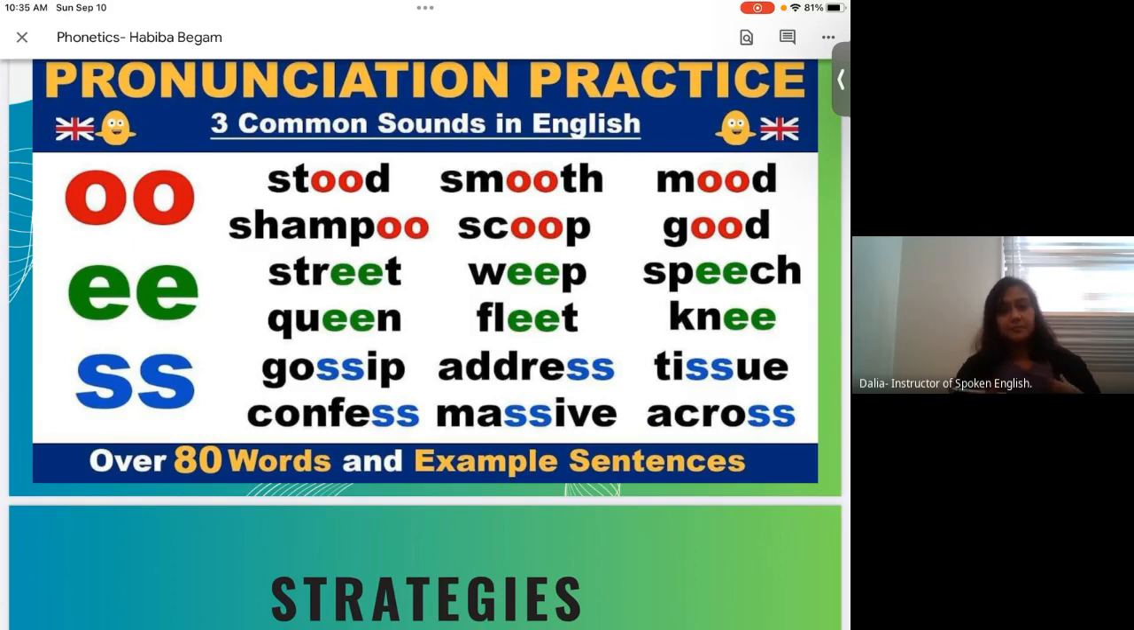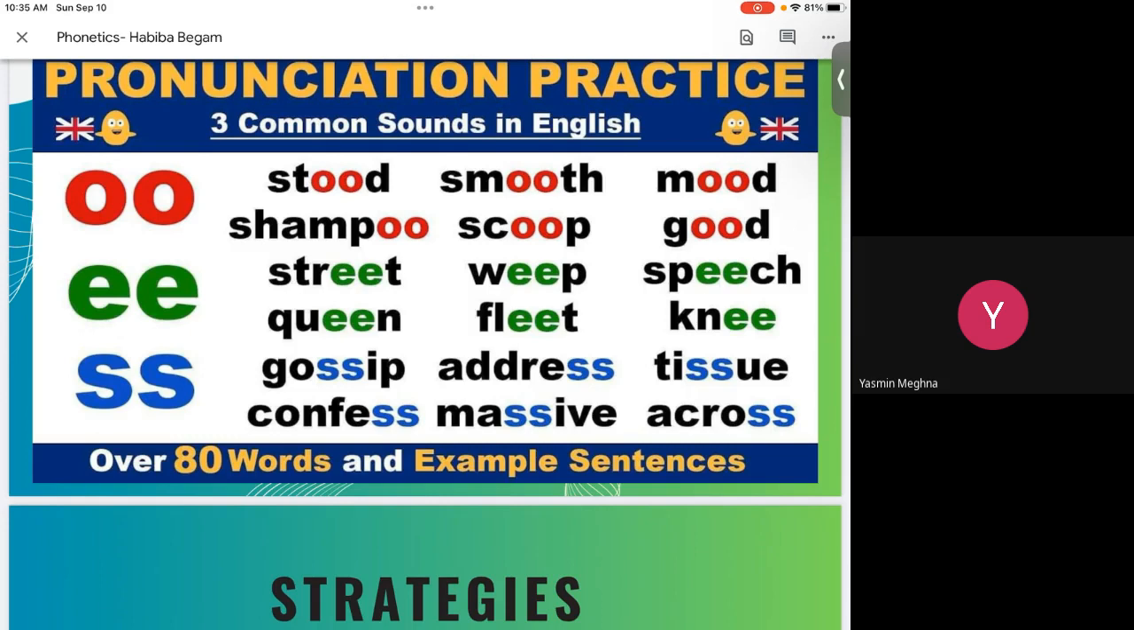Steward, smooth, mood, shampoo, scoop, good, street, weep, speech, quinn, fleet, knee, gossip, address, tissue, confess, massive, across.